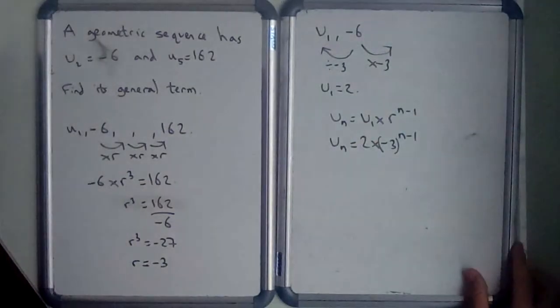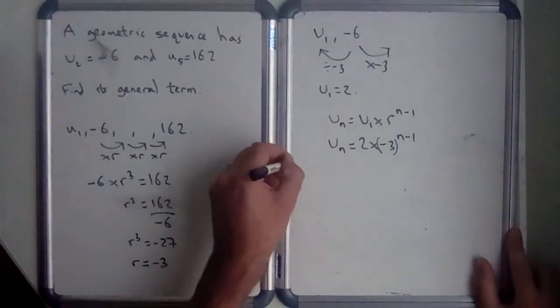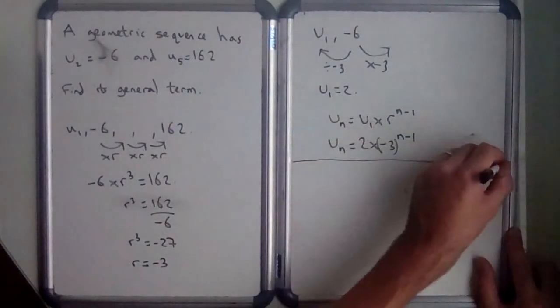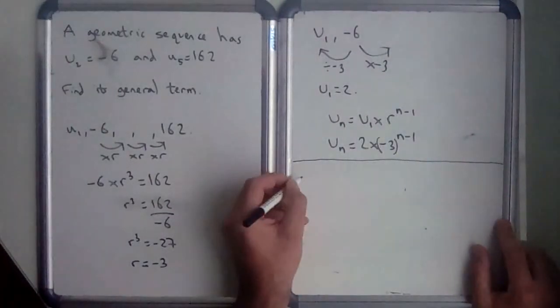Now that is one method of finding r. I'll just show you another method just in case you haven't seen it. So you're given two pieces of information.